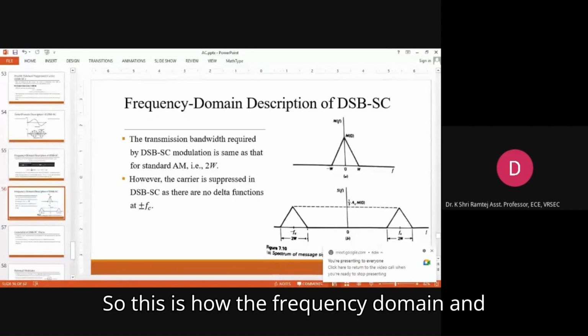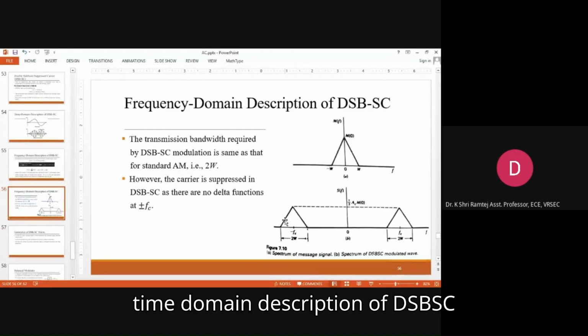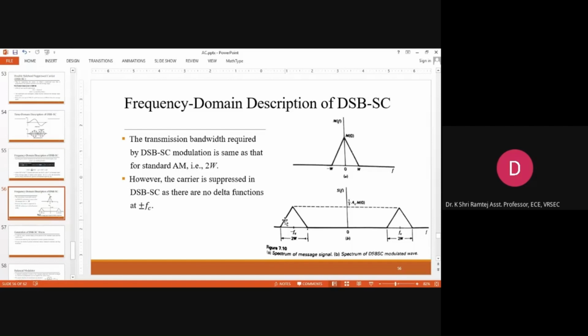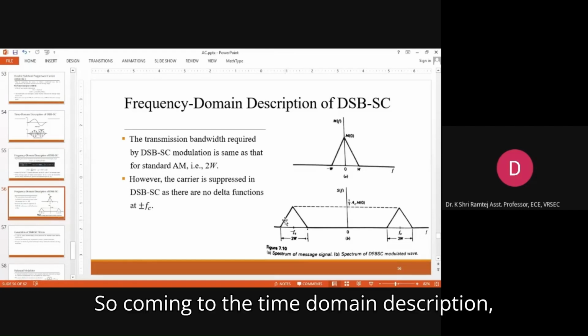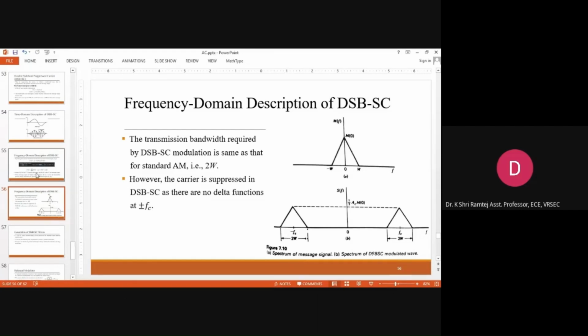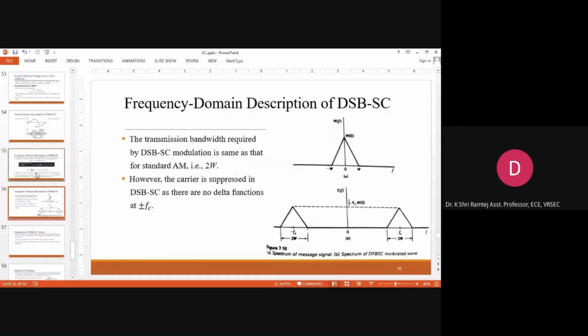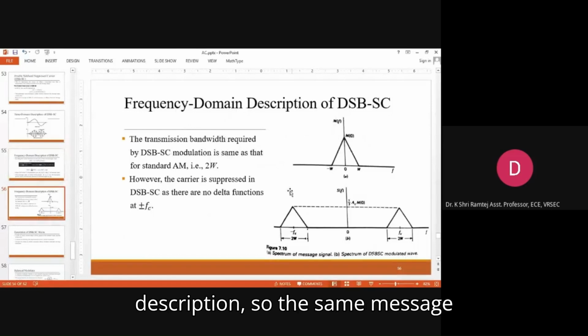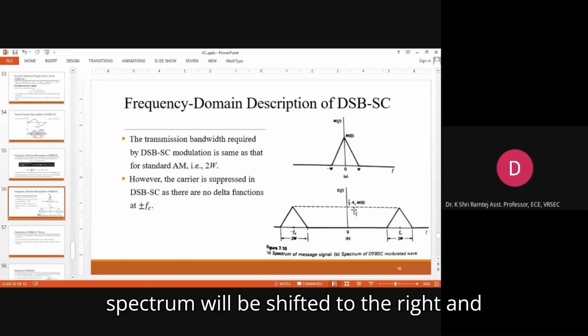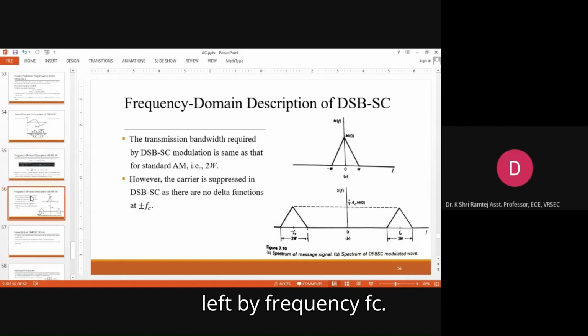So this is how the frequency domain and time domain descriptions of the DSB-SC wave look. Coming to the time domain description, it is simply the product of the message signal and the carrier signal. Coming to the frequency domain description, the same message spectrum will be shifted to the right and left by frequency f_c.